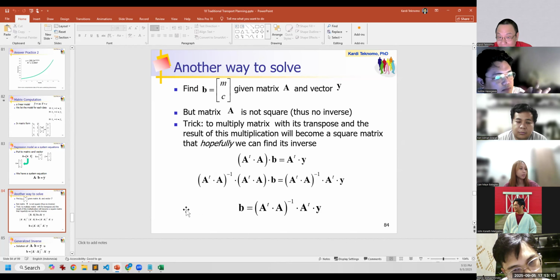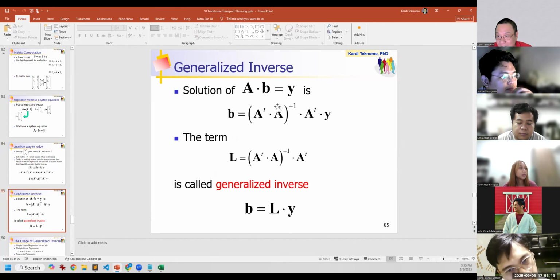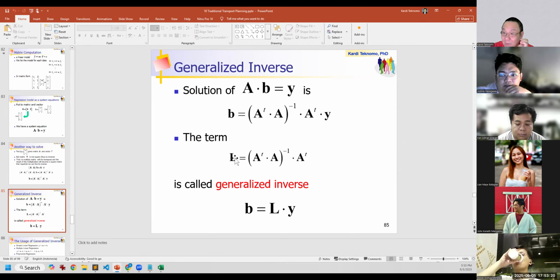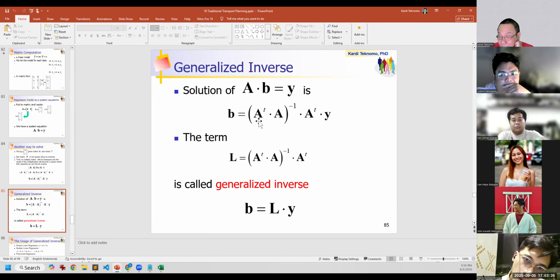Let's call this L, because this is the left generalized inverse. There's also another one, the right generalized inverse. So I put A transpose times A inverse times A transpose as a new matrix. Let's call this L. Oh, I got the left generalized inverse. Then how to get the P? Just L times Y. Wow, simple.